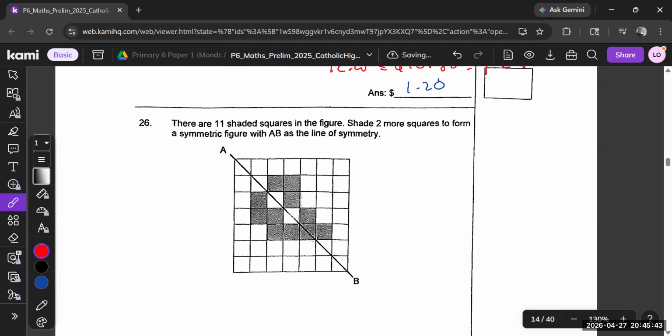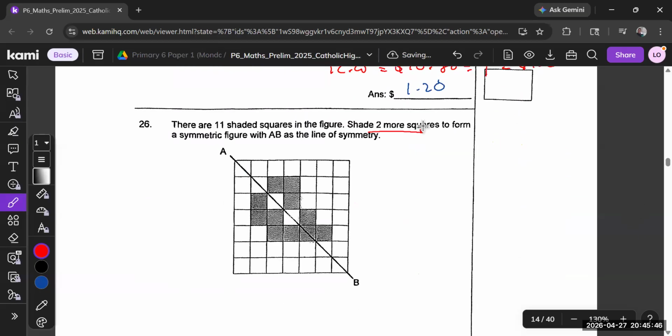Question 26. Shade 2 more squares to form a symmetric figure. Turn the paper so that the line of symmetry is vertical, then it's easier to see. Left and right got squares, left and right got squares, left and right got squares, but here no square. So you must color. Left and right got triangles. Right got square, left no square. So this is the other square to be shaded. Okay, let's go to the next one.